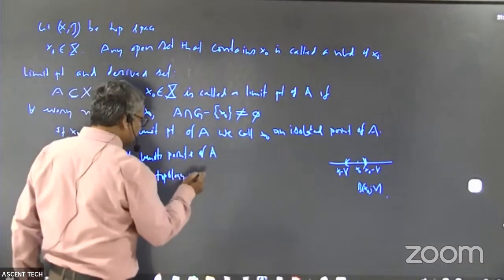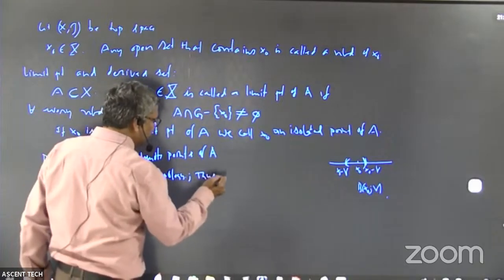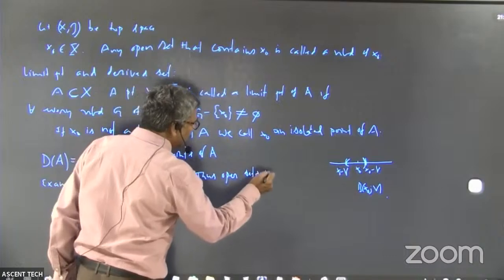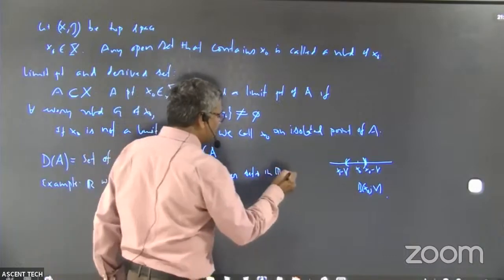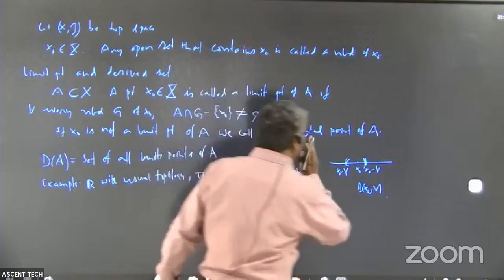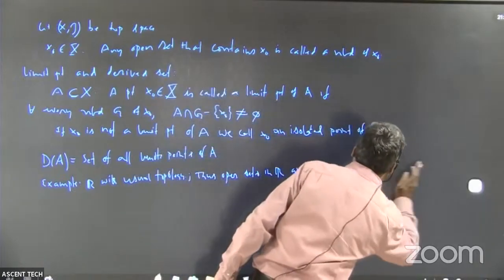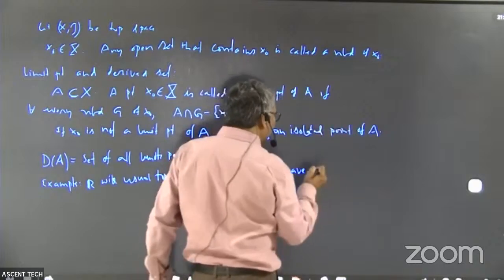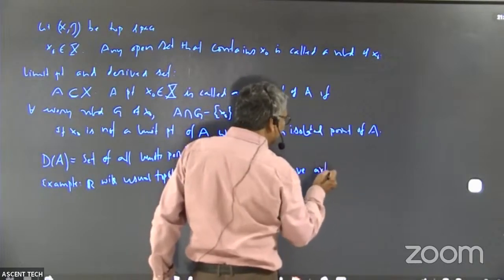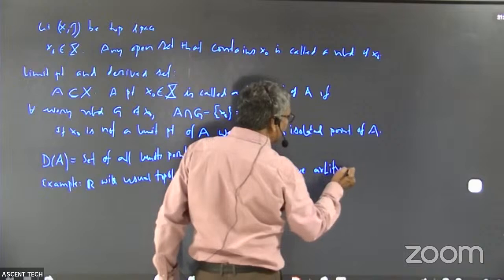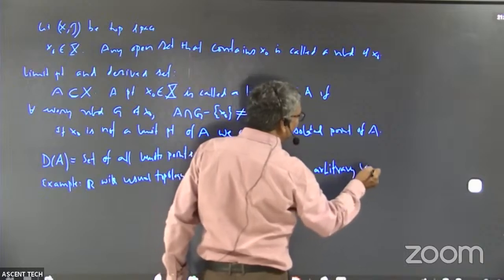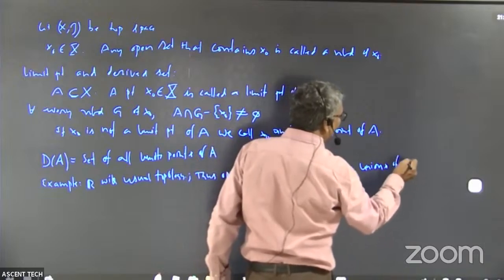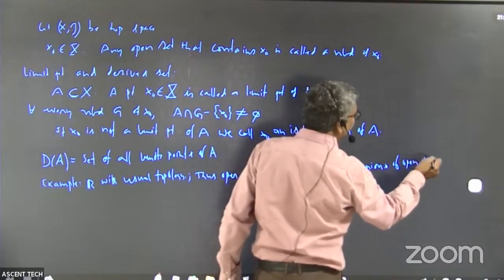Thus open sets in R are arbitrary unions, or finite unions, doesn't matter, of open intervals in R.